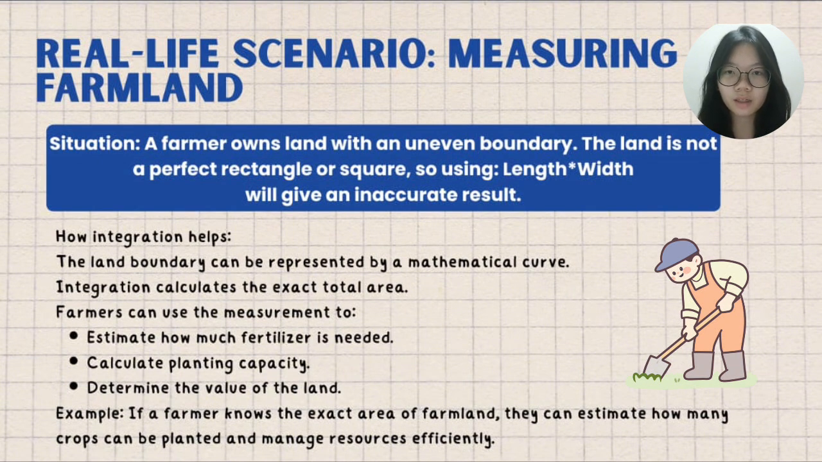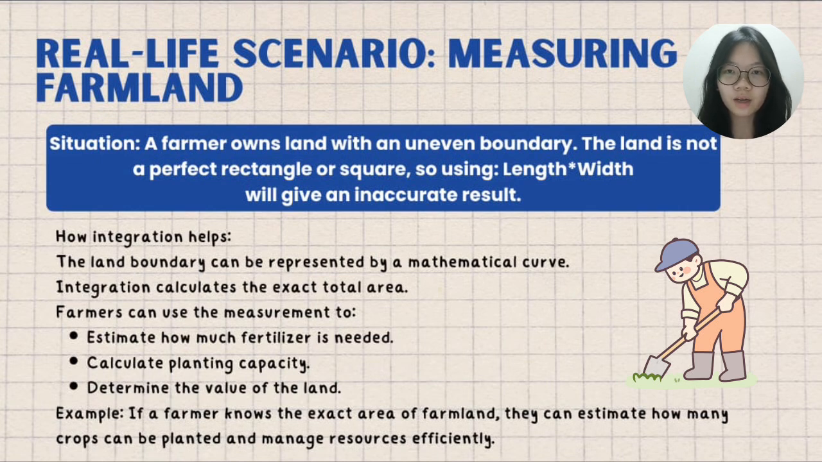The boundary of the land can be represented as a curve, and integration divides the area into many small sections. By adding all these areas together, we can obtain the total area of the land. For example, farmers can use integration to measure the exact size of uneven farmland.